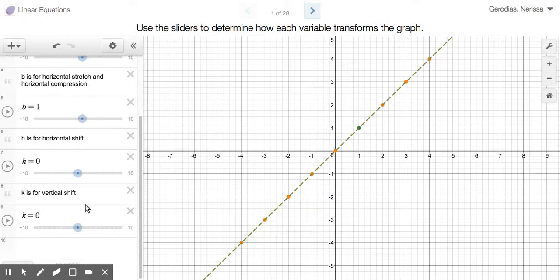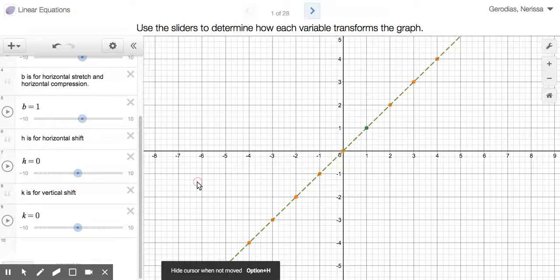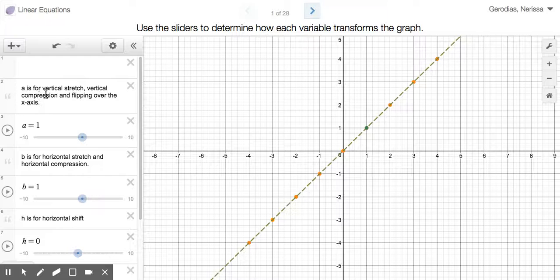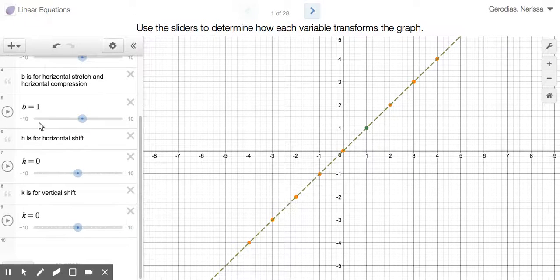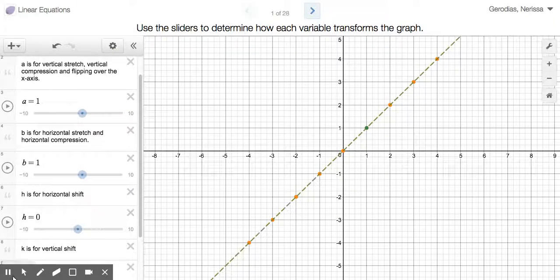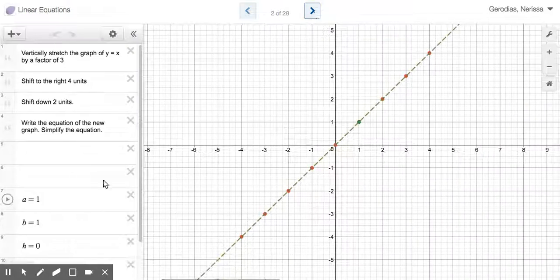Okay, so let's review what these variables do to the graph. A is for vertical stretching or vertical compression, or if we want the graph to flip over the x-axis. B is for horizontal stretch. So if we want the green point to go away from the y-axis or closer to the y-axis, then we will change B. That's the horizontal stretch or horizontal compression. If we want the entire graph to move to the right or to the left, then we change H. And if we want the graph to move up and down, we change K. All right, so let's move on to slide number 2.